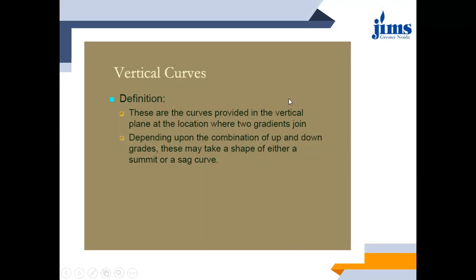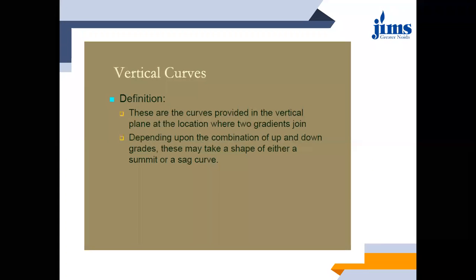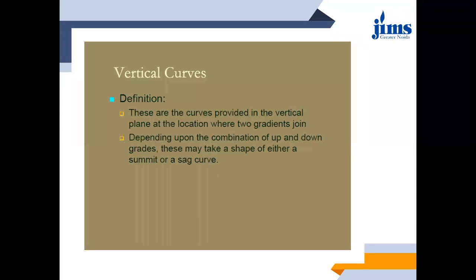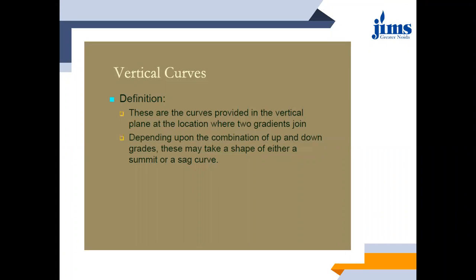So in the highway engineering also you have studied about the vertical curves. There are two different kinds of vertical curves: the valley curves, which are also known as sag curves, and the other one is the summit curve. Whenever the convexity of the curve is in the upward direction, it will be known as the summit curve, and whenever the convexity is downwards, it will be known as the sag curve or valley curve. So these curves basically provide a vertical plane at the location where two gradients are joining each other.